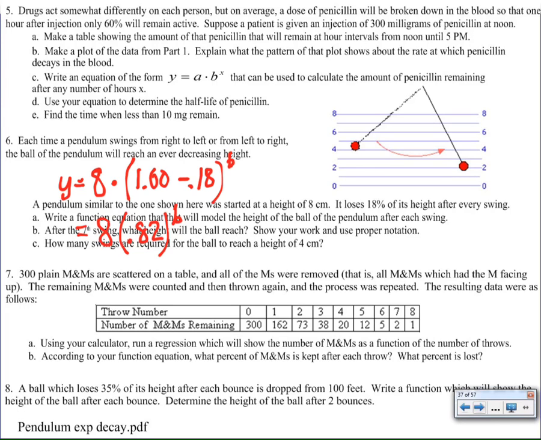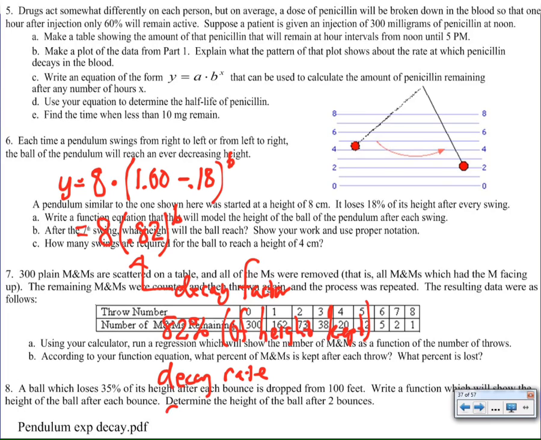So the equation for number 6 is going to represent here basically a decay factor of 82%, and that's 82% of height kept. And that means we have a decay rate. That means 18% of the height is lost in energy.